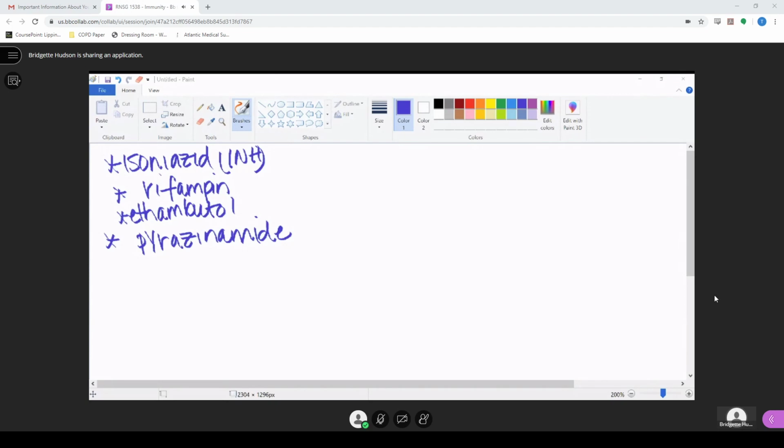Let me go to Paint. All right, so it can be in the apex. So if this is your lung, it's going to be up here. It's going to like this area all up here, because that'll be close to the scapula.